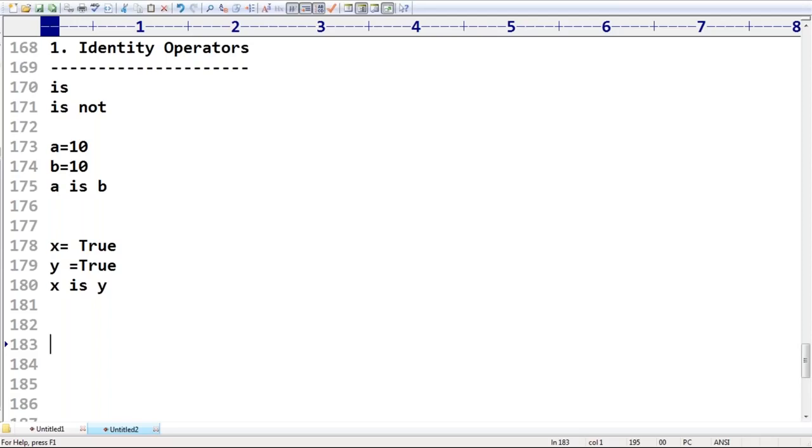In the case of Boolean, we are always going to get true, sir, because two different objects won't be created. Only one object is created, and it will be reused.